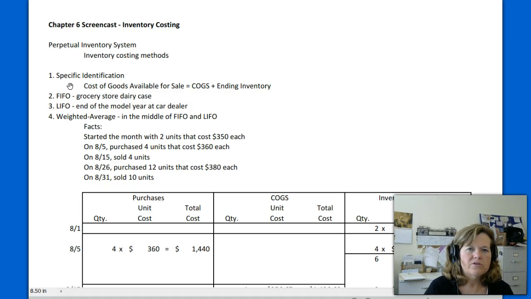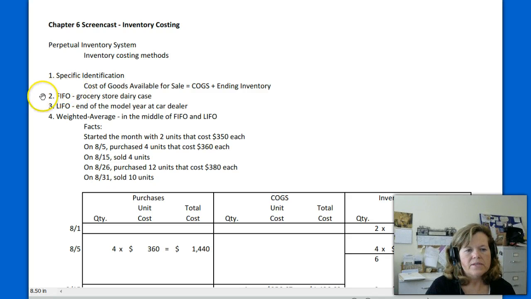An example I often use in class for specific identification would be large custom built items. Boeing would use specific identification to identify their airplanes because each one would have different unique items on them and cost different amounts of money. So they would probably use specific identification for their inventory costing system.